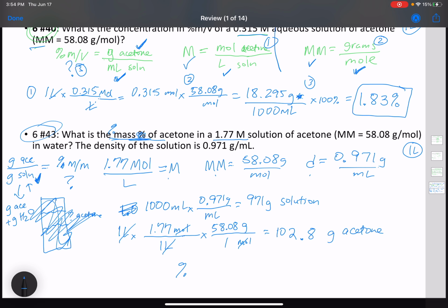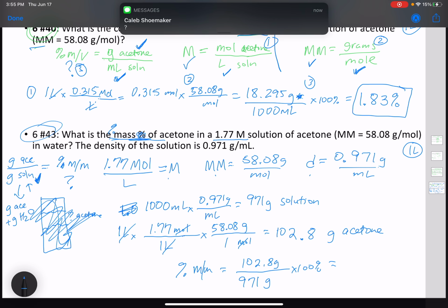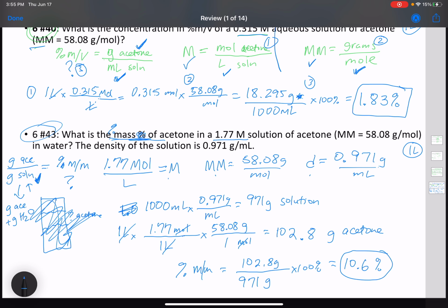All right, so now I can do the percent mass. It's going to be the grams of acetone, 102.8 grams of acetone, over the total mass of the solution, which is 971 grams, times 100%, divided by 971, is going to be 10.6%. Ta-da!